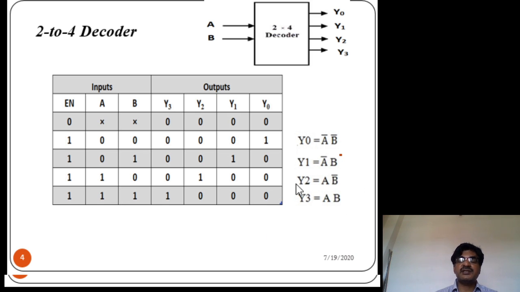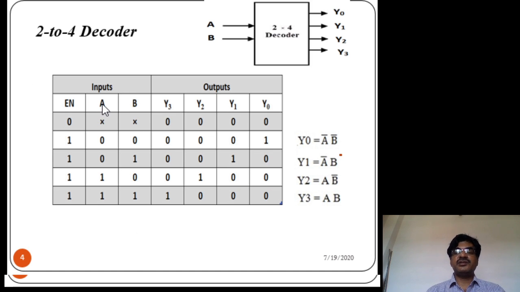Once the Boolean equations are available, you can easily realize the logic diagram. Since all the output equations represent product terms, the preferable gates are AND gates. Let us see how to draw the logic diagram for this. First of all, represent all inputs. All inputs means data inputs.